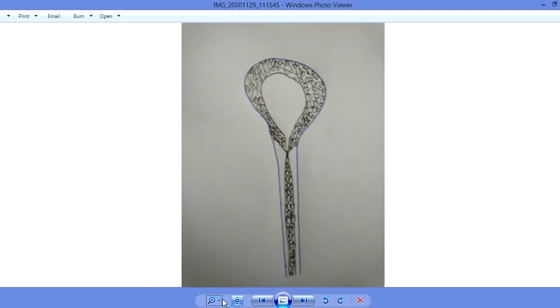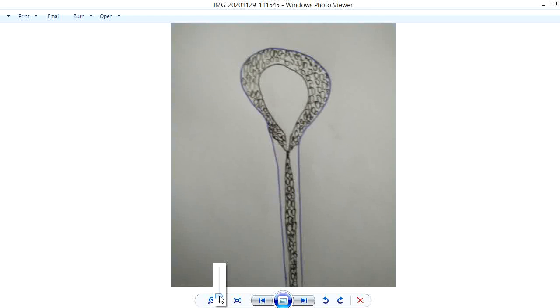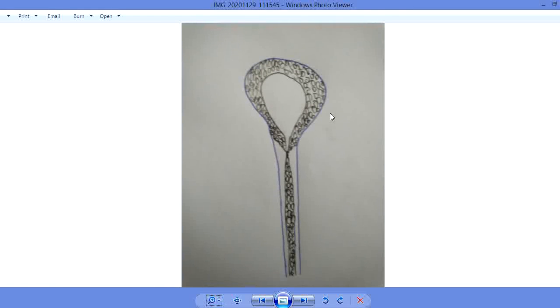Now coming toward this diagram, in this diagram you can see that I have made the brain and spinal cord over here. This is the brain, and this part is called spinal cord. This part of the nervous system is called spinal cord. The central nervous system consists of brain and spinal cord. Both of these consist of two main parts: one is the gray matter, and the other is the white matter.